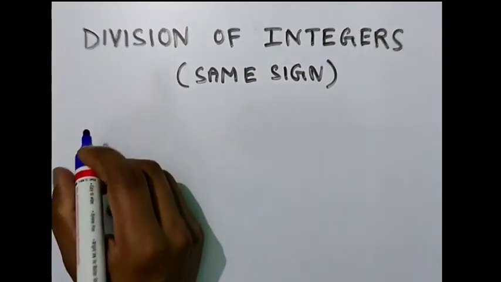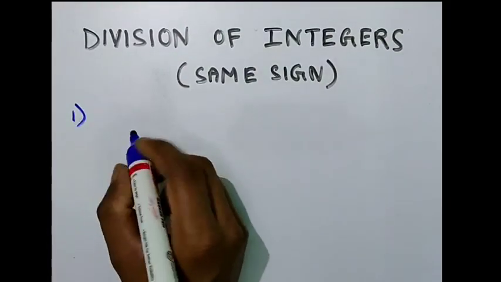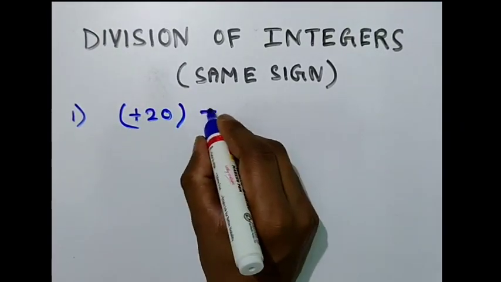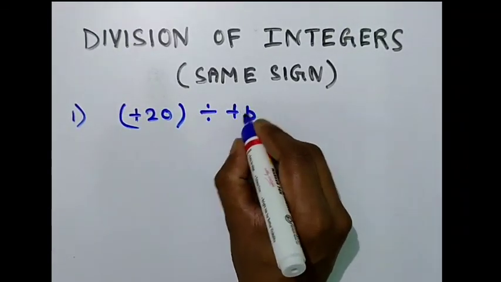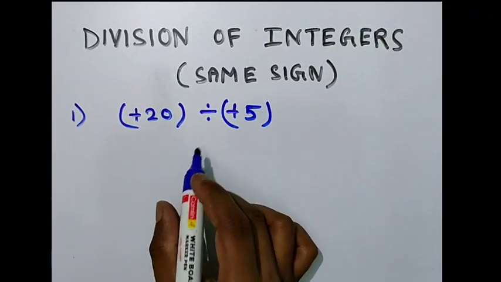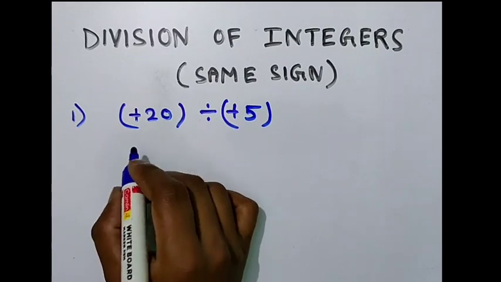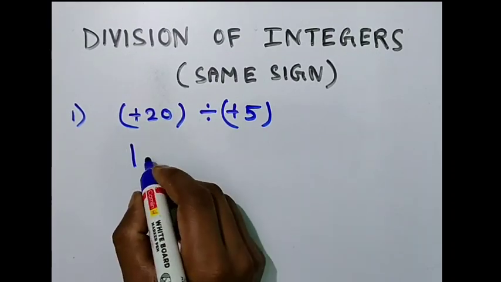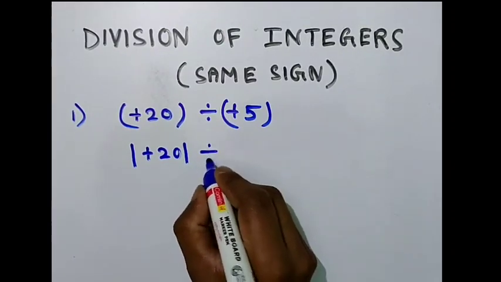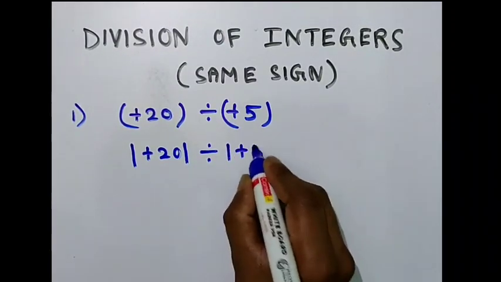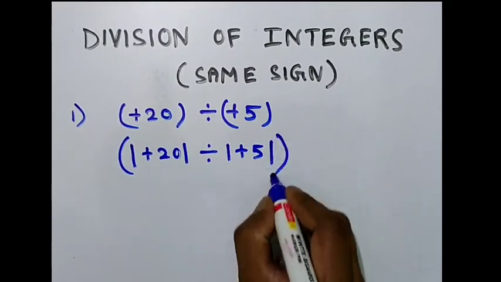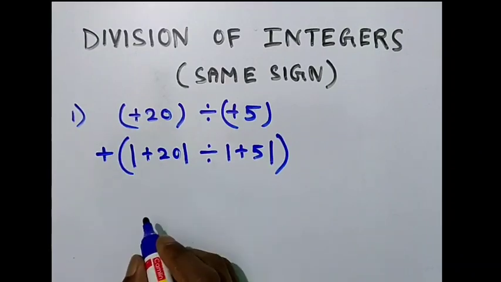Now let's understand this with the help of an example. Let's take example 1. Let's divide positive 20 by positive 5. So here both the integers have the same sign. So what will we do? Like we did in the multiplication, here also we will find the absolute value. So absolute value of positive 20, then absolute value of positive 5. And the result will be a positive integer. So we'll put a positive sign.